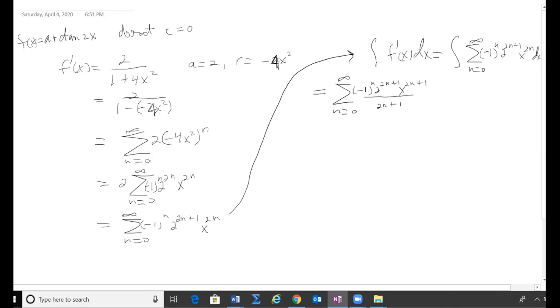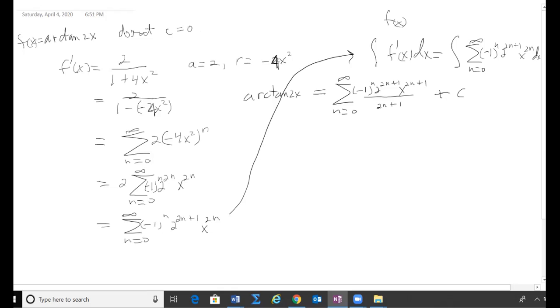Like that. Plus a constant. Don't forget the constant. So now that is my function that I just worked with. That is the arctangent of x, because this left side is f of x, which is arctangent of x.